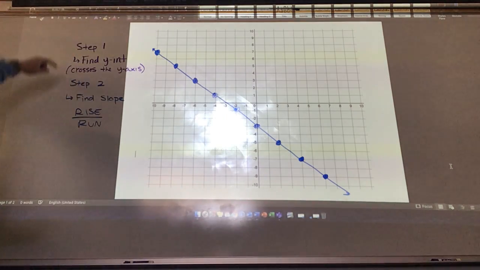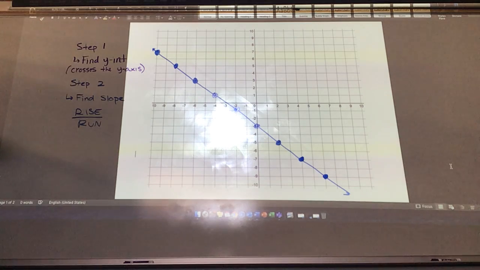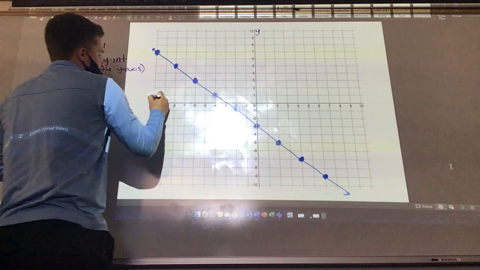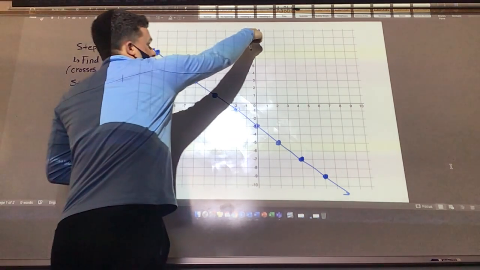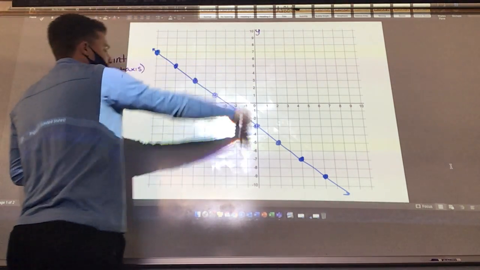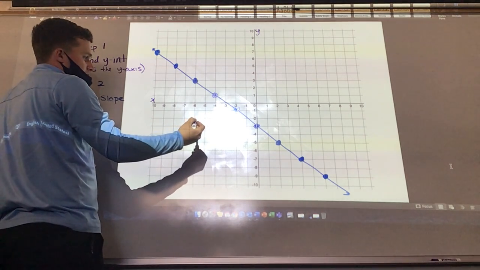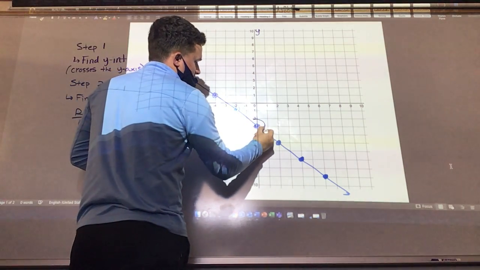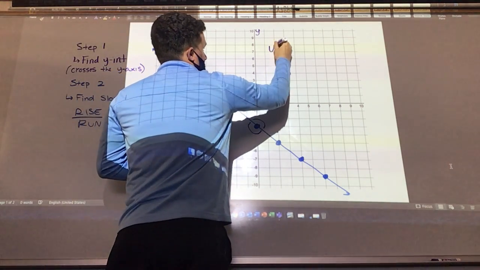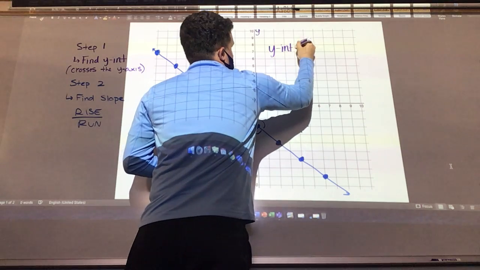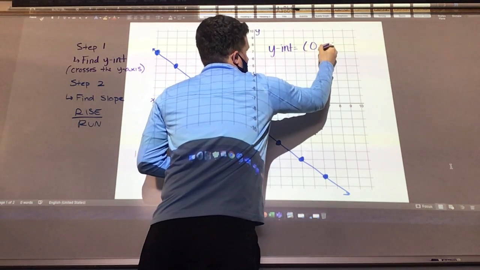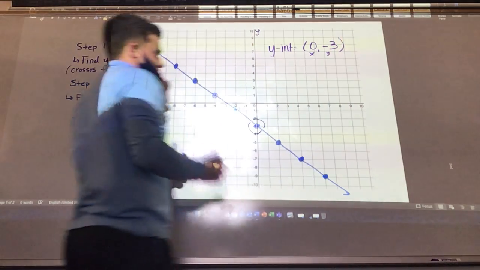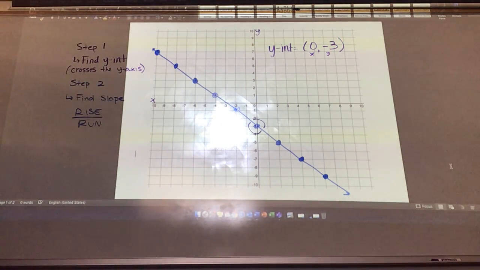But our first step was what? Find the y-intercept, right? So remember, the y-axis is up and down, x is left to right. We need the y-intercept. So where does it cross this up and down line? Somebody yell it out. Negative 3. I'm going to go ahead and circle it. Our y-intercept is negative 3. That's 0 for our x and negative 3 for our y. So we have 0, negative 3 as our y-intercept. Okay?